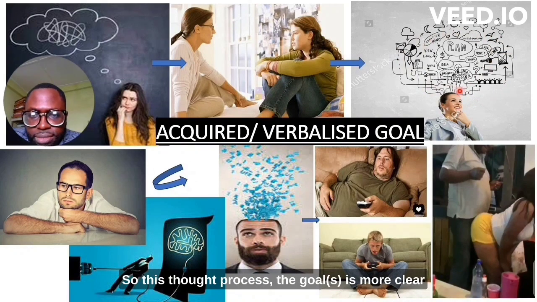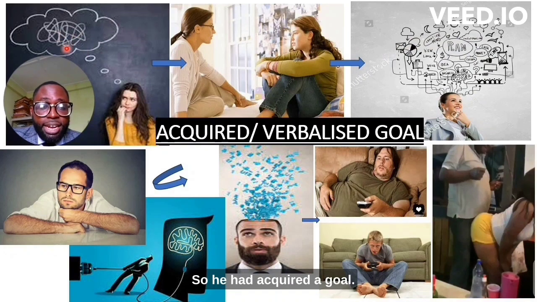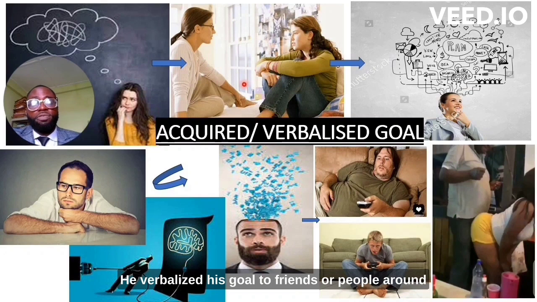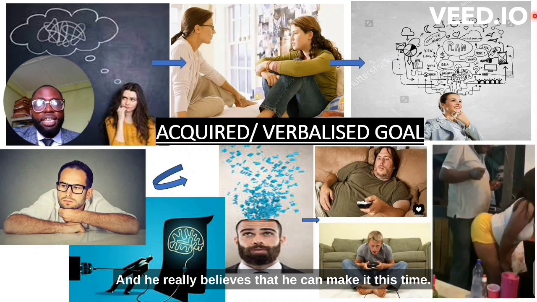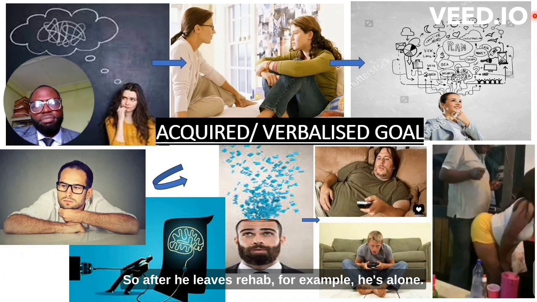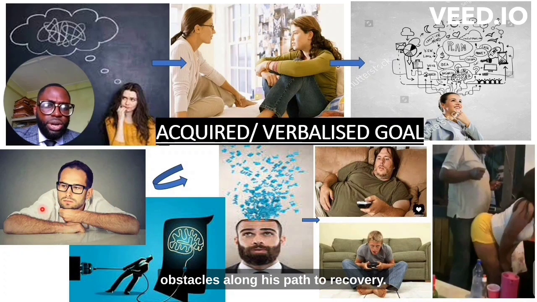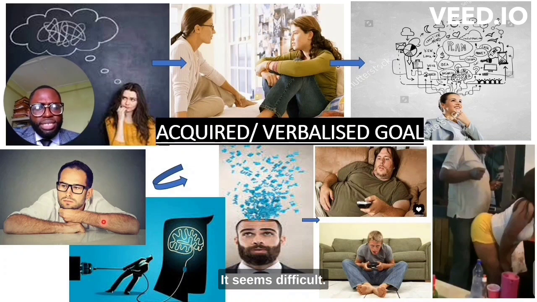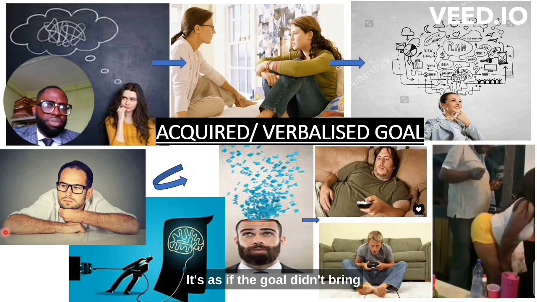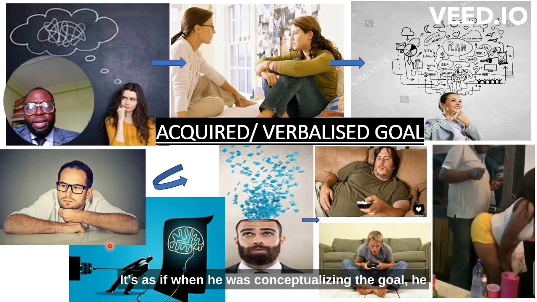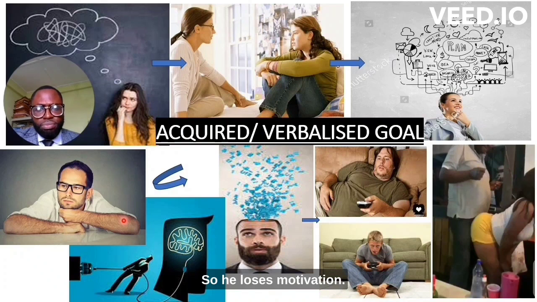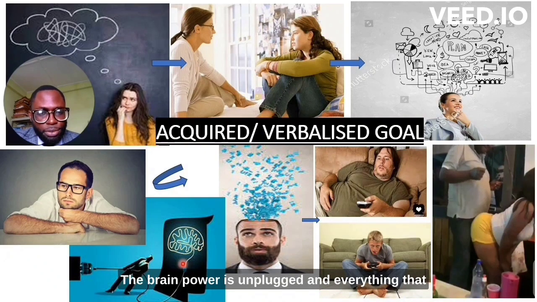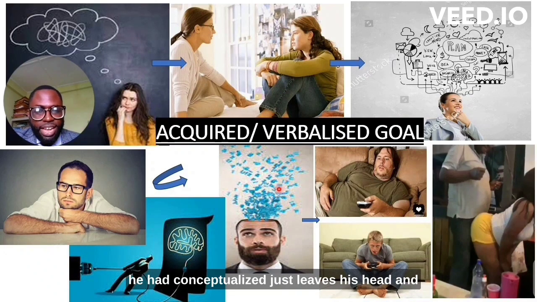So this thought process of goals is more clear than what we had in the first. He had acquired a goal, he verbalized his goal to friends or people around, and it became clearer. His excitement and everything, and he really believes that he can make it this time. He's not going to go back to drugs. So after he leaves rehab, for example, he's alone. He has faced one or two obstacles along his path to recovery. It seems difficult. It's as if when he was conceptualizing the goal, he did not envisage that things would be this way. So he loses motivation, the brain power is unplugged, and everything that he had conceptualized just leaves his head.